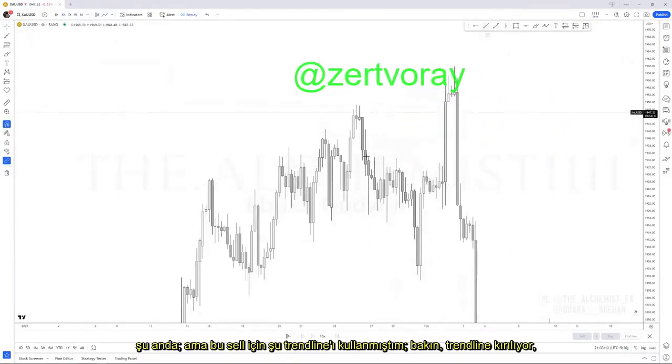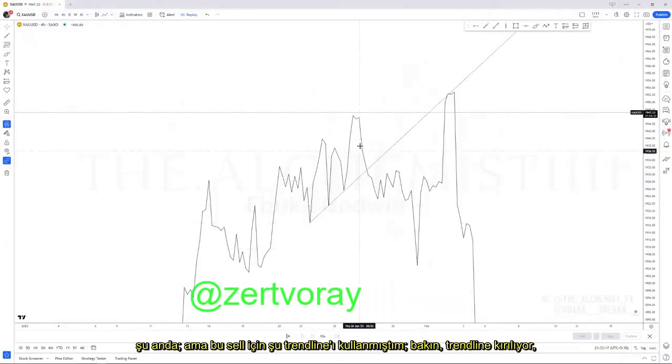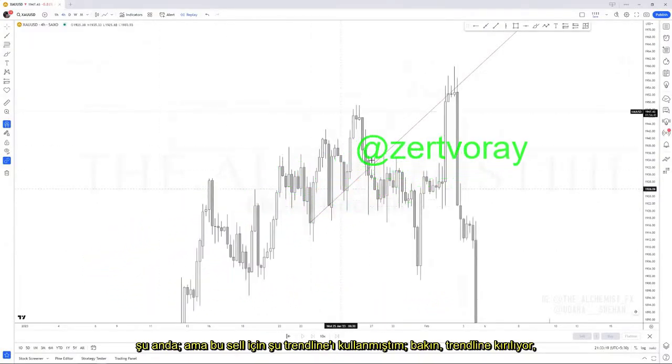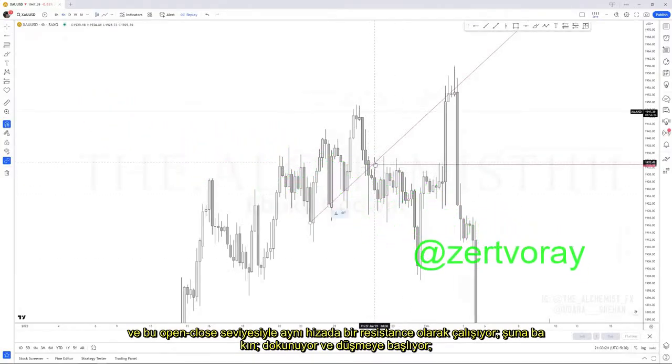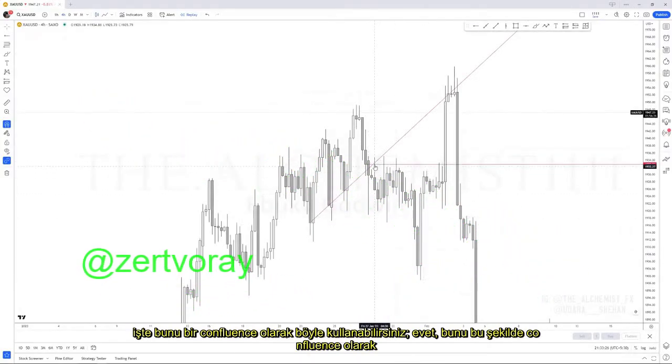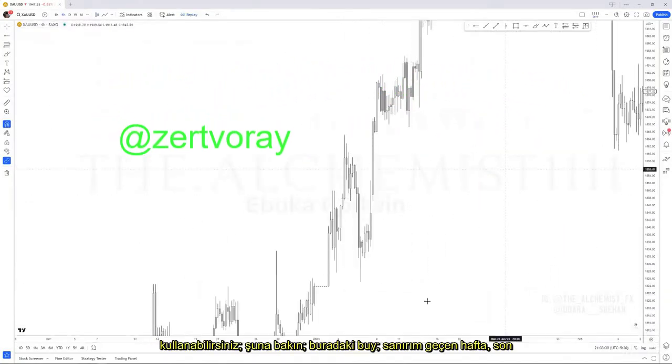I used this trend line for this sell though. Look at this. Trend line breaks, acts as a resistance, which is in line with this open close. See that? Taps, starts to drop. That is how you could use it as a confluence. That's the way you could use it as a confluence. Okay, look at this one.